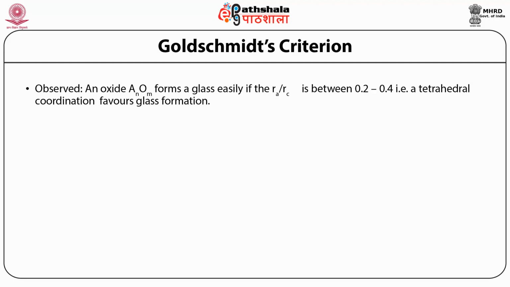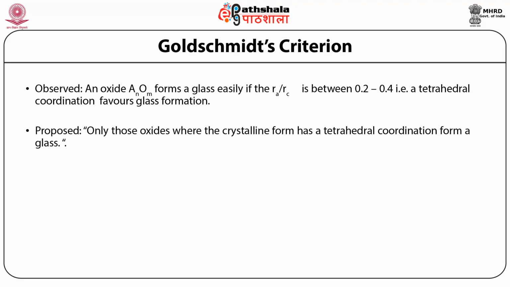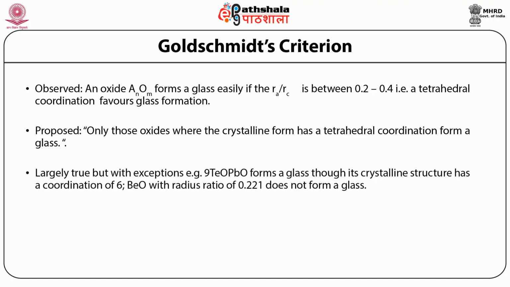A radius ratio between 0.2 and 0.4 implies that the structure consists of tetrahedral coordination with 4 anions surrounding each cation. On this basis, Goldschmidt came to the conclusion that only those metals which contained tetrahedrally coordinated oxygen formed glass on cooling. So this conclusion was purely empirical. Although largely true, there are many exceptions.